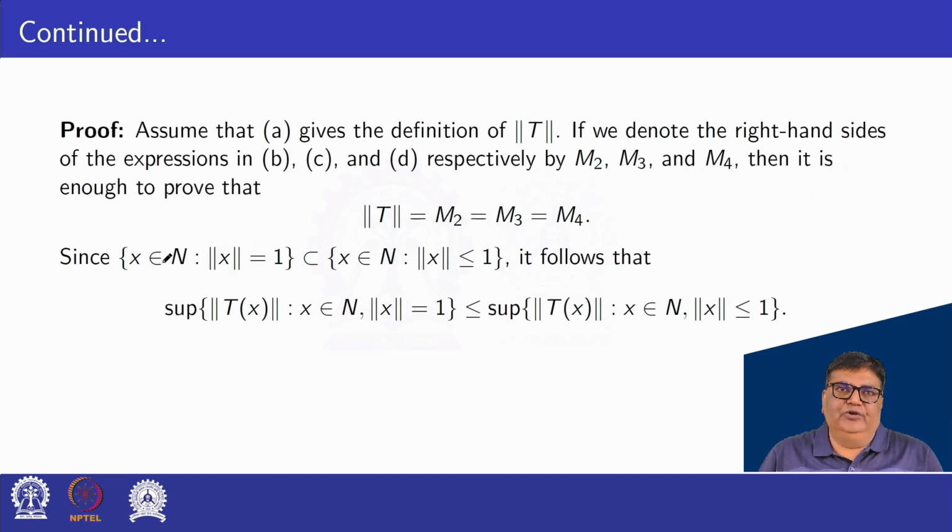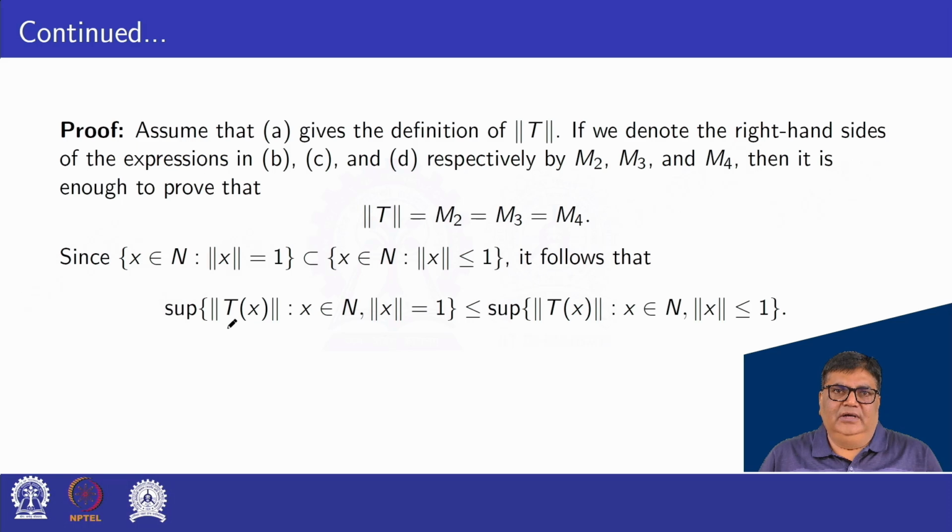Since the set of x belonging to N, norm x is equal to 1 is a subset of the set of x belonging to N such that norm x less than or equal to 1. This is obvious because here norm x is equal to 1, and here there are many values of norm x, including 1 and less than 1. So we can write this.